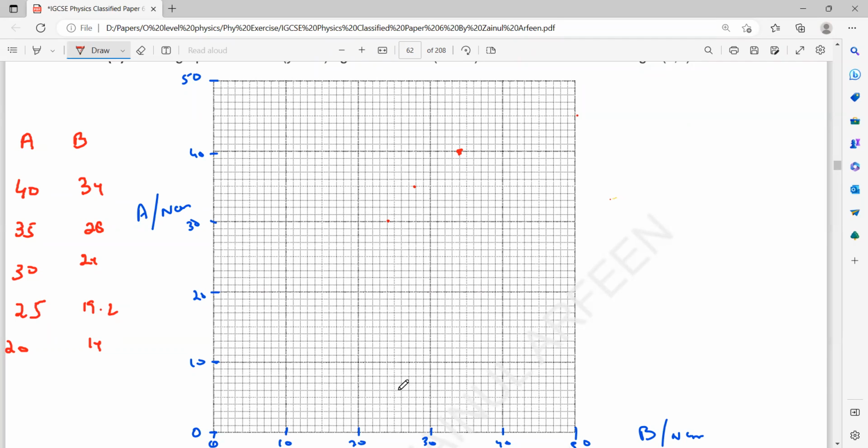Then we have 19.2. So 19 and 25. This will be 19, so 19.2 somewhat here. And then 20, 14 and 20. So 14 and 20. So these are the points which we mark.